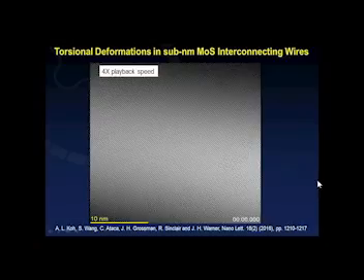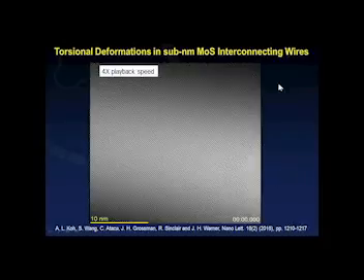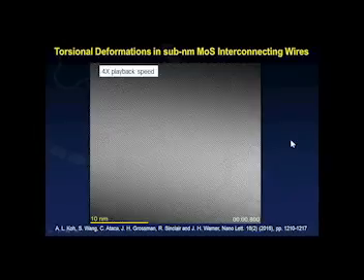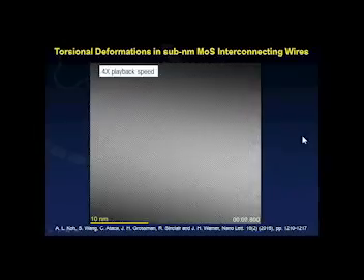And another advantage of this camera is its high sensitivity and the large field of view. In this in-situ video recording, we show a monolayer of molybdenum disulfide sample, and the scale bar here is 10 nanometers. And so as you can see from this scale marker, that is a pretty large field of view that this camera offers.